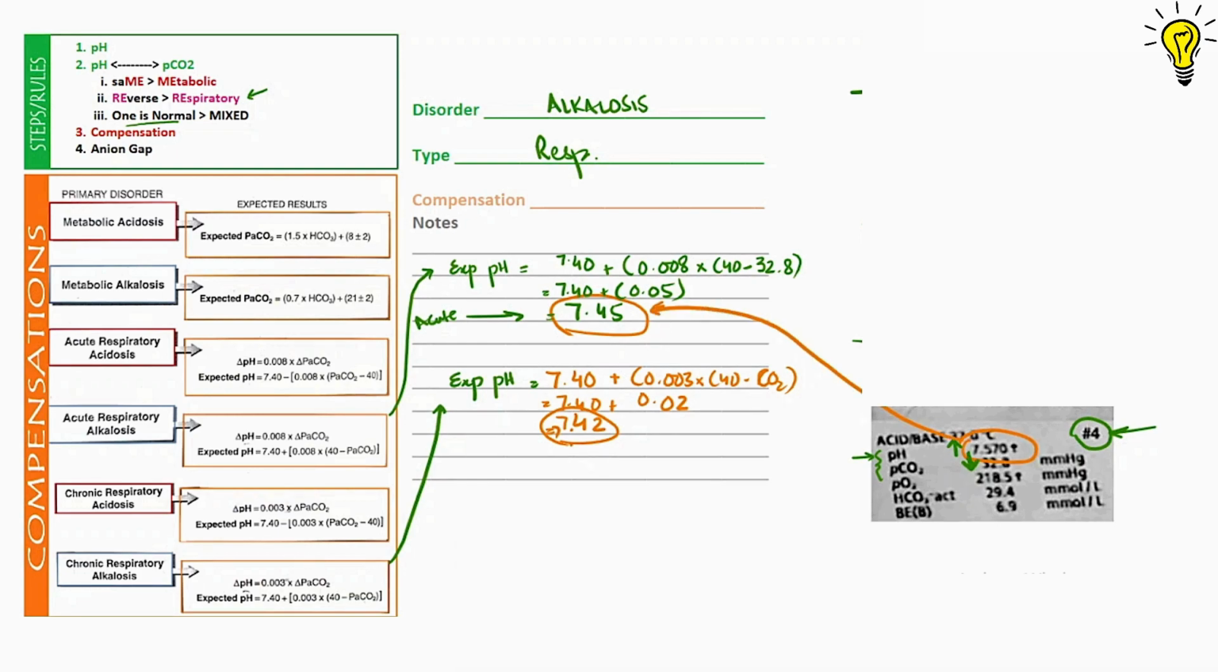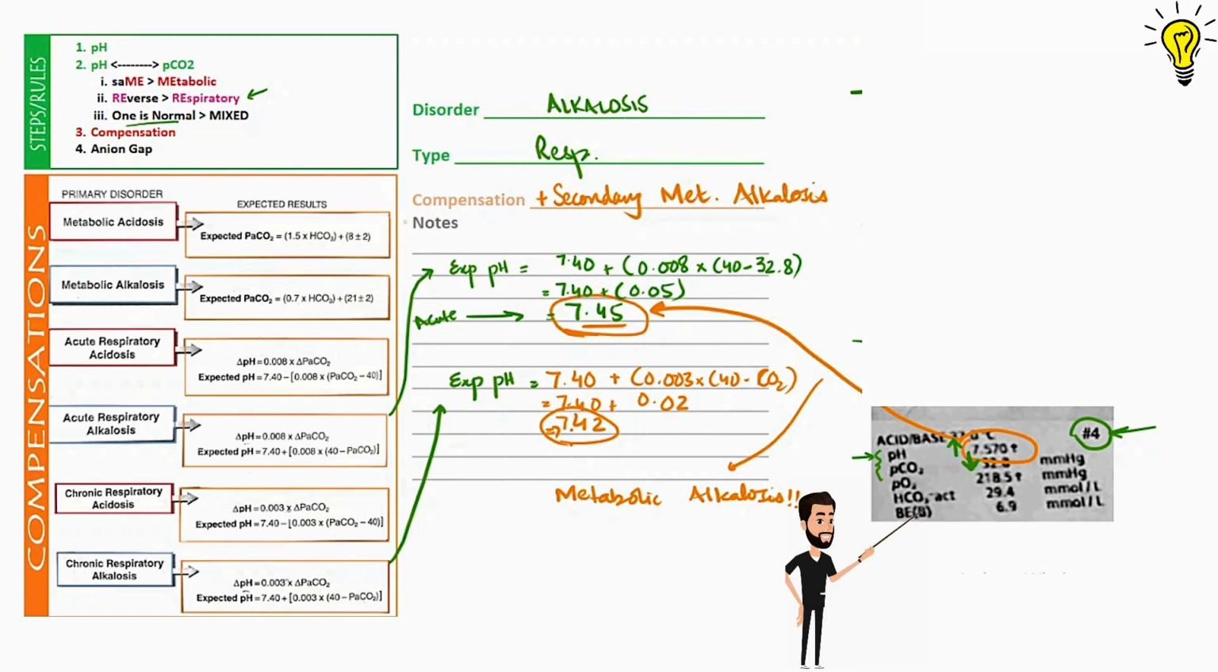Now, if it is respiratory alkalosis, we know that carbon dioxide level of 32.8 should have caused pH to rise around 7.45. Instead, it has risen to 7.57. Hence, there is added metabolic alkalosis going on as well. Now, this can be seen on base excess as well, which is at plus 6.9. So, extra base in the body is present. So, metabolic element to alkalosis as well.